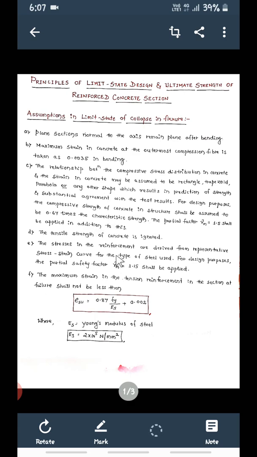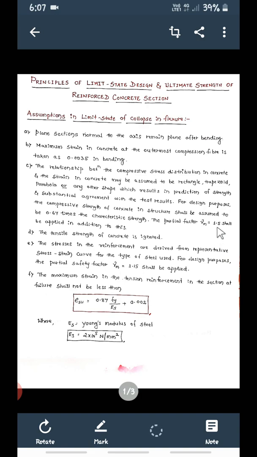So in design, what are we going to do? We are not going to consider the characteristic strength of concrete directly. For the characteristic strength of concrete, we are going to multiply the factor 0.67. Why this is multiplied, we are going to see next. So for characteristic strength, we multiply 0.67. Then the partial safety factor for concrete, as we have already seen, gamma m is equal to 1.5, and this is also divided. So at the time of failure, the compressive stress of concrete will be 0.67 times fck divided by 1.5.